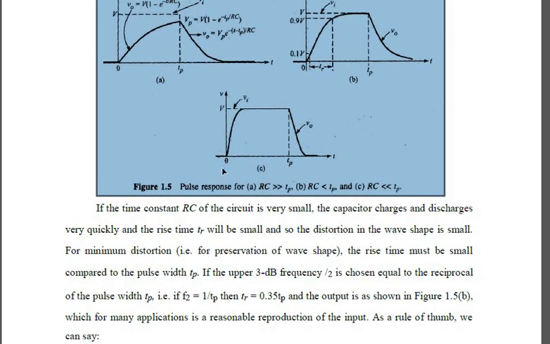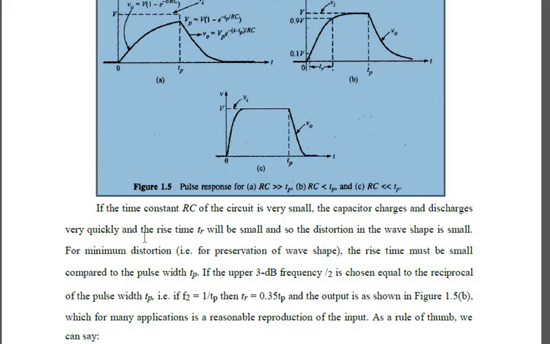Now see, if the time constant RC of the circuit is very small, the capacitor charges and discharges very quickly, and the rise time TR will also be small. If you consider the rise time, your time constant RC is very small, so the capacitor is charging and discharging almost instantaneously, and the rise time will be very small. Now the second condition: there is no distortion in the wave shape.